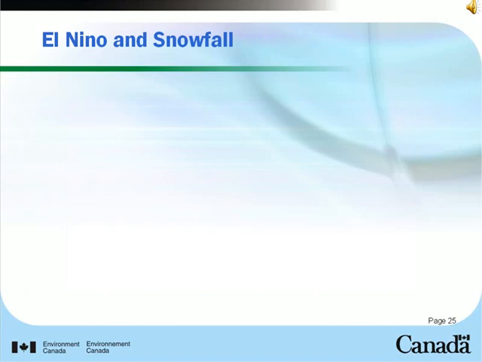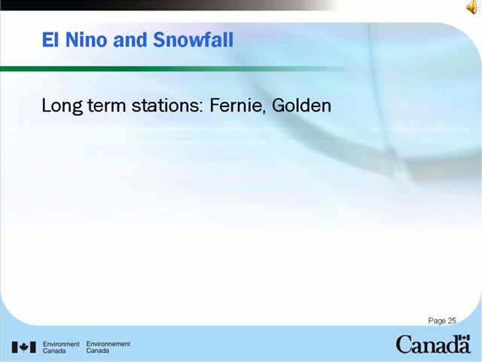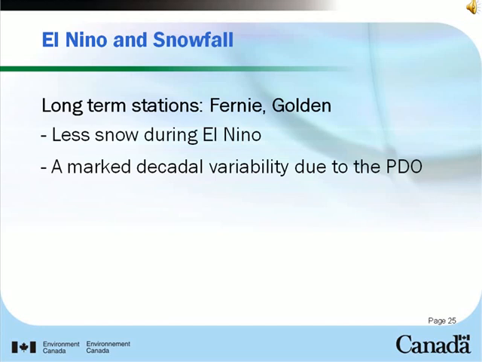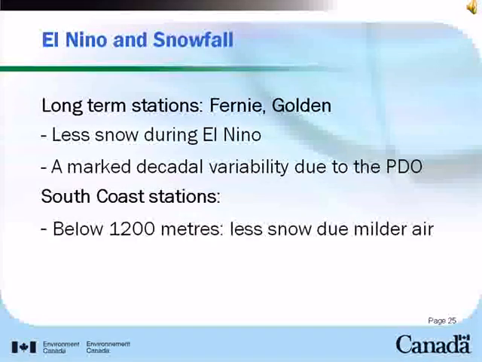So, in summary, here's what we know about El Niño, the PDO, and snowfall in the mountains and the interior valleys of southern BC. From the records at our long-term climate stations such as Fernie and Golden, there is less snow during El Niño. There is also a marked decadal variability in snowfall that is linked to the phase of the PDO. On the south coast, at lower elevations, say below 1,200 meters, there is less snow during El Niño, and a greater percentage of the total precipitation falls as rain.